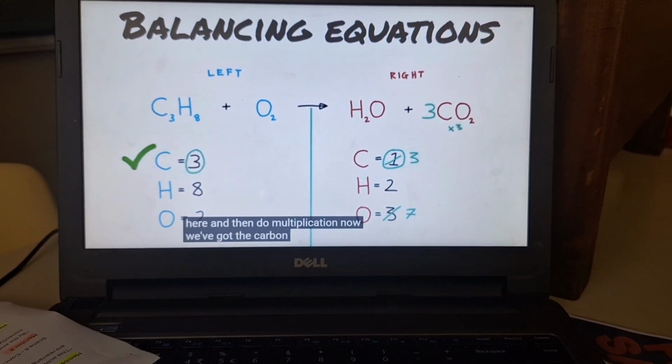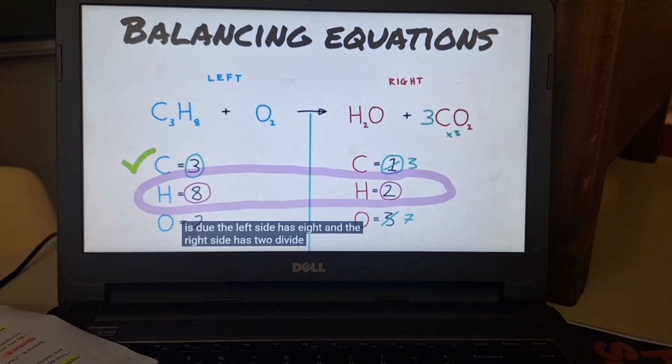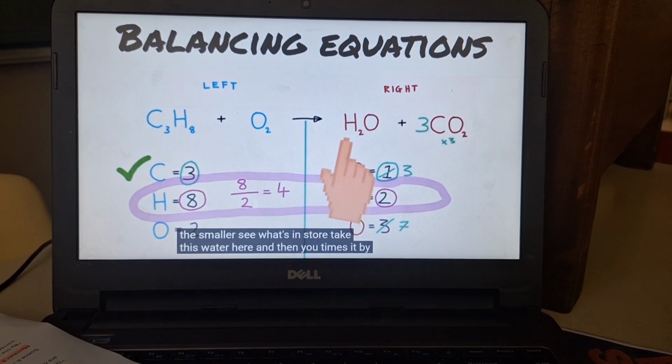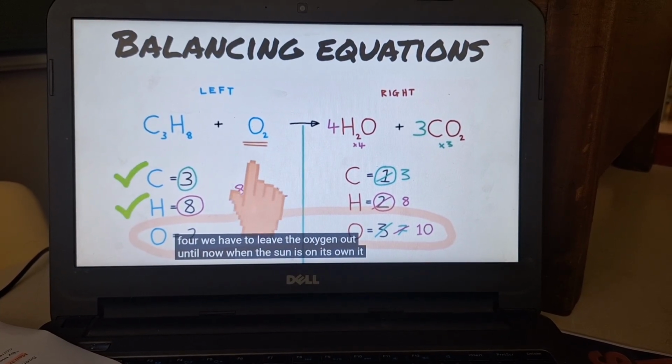Now we've got the carbons balanced, hydrogen's 2. The left side has 8 and the right side has 2. Divide the bigger by the smaller, see what's in store. Take this water here and then you times it by 4. We had to leave the oxygen out until now. When the side is on its own, it makes it easier to count.